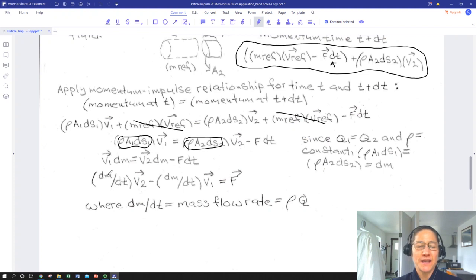And dm/dt again is called a mass flow rate, and if we remember, mass is equal to volume times density. Volume per unit time is flow, big Q. So dm/dt equals the density of the fluid times the flow rate. So we basically have the density times the flow rate times the difference in the entering and exiting velocities is equal to the force exerted by the pipe.